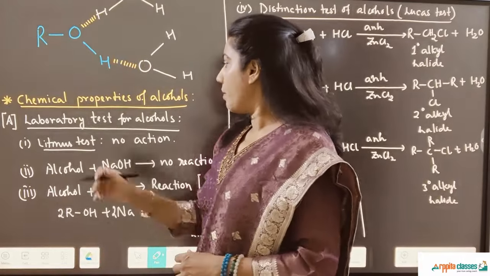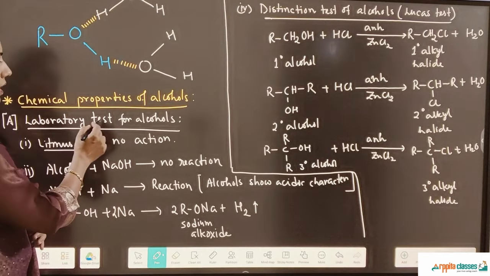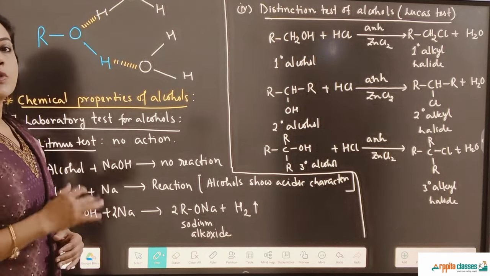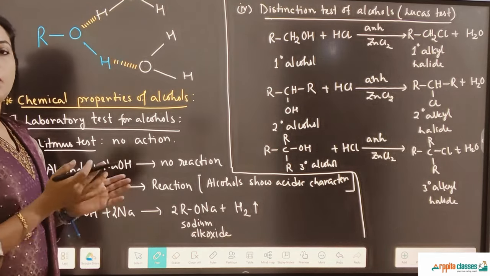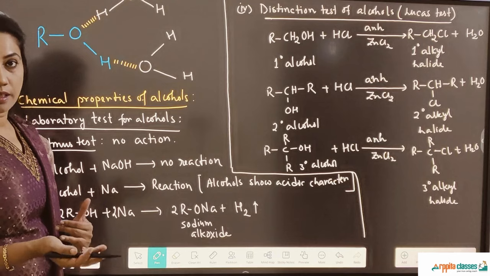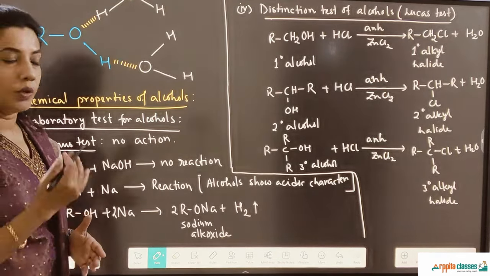Now we'll discuss the chemical properties of alcohols. The first chemical property is the laboratory test for alcohols. The first test is the litmus test, which shows no action. That means blue litmus will not change color and red litmus also will not change color. That means alcohols are neither acidic nor basic; they are neutral.